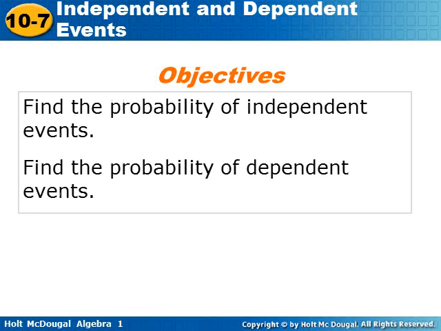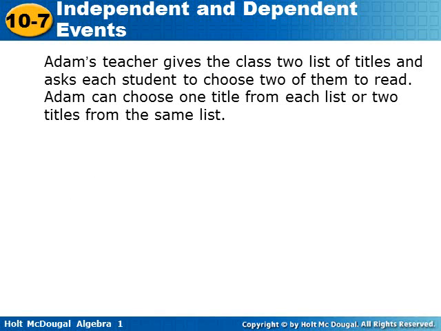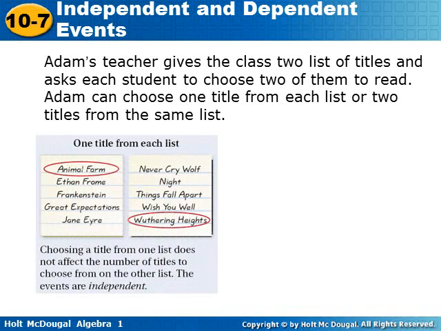Today's lesson is to find the probability of independent events and find the probability of dependent events. Adam's teacher gives the class two lists of titles and asks each student to choose two of them to read. Adam can choose one title from each list or two titles from the same list.